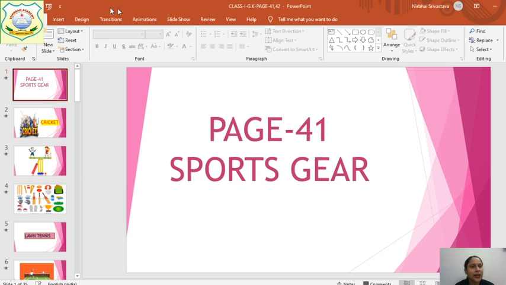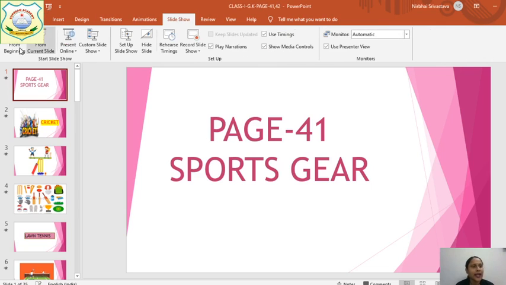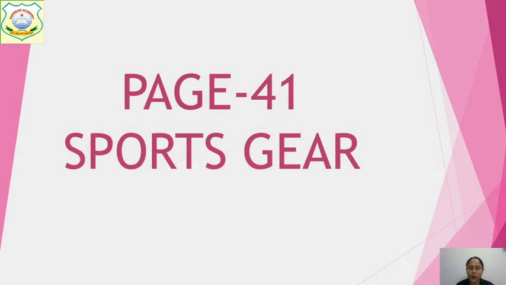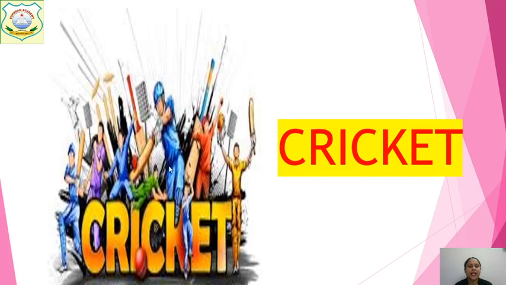So children, we are going to do page 41 sports gear first. Okay. So all of you get ready with your book and pencil. Take out page number 41 and sports gear. This page we are going to discuss first. Okay. So let's see. This is the picture of cricket. Yes, you all like playing cricket. Many of you might be playing also.